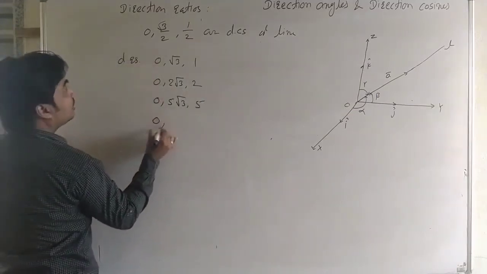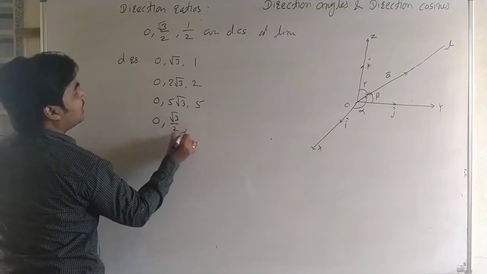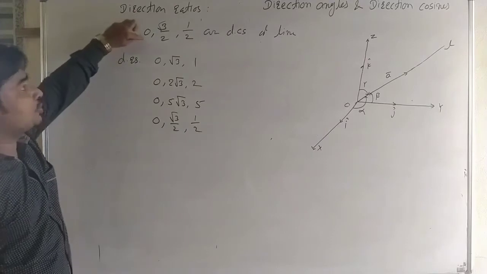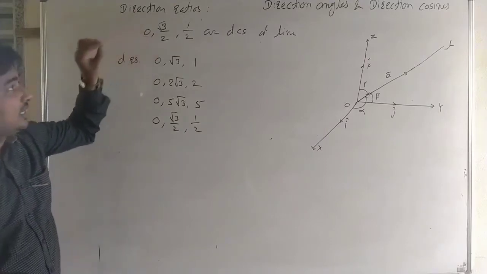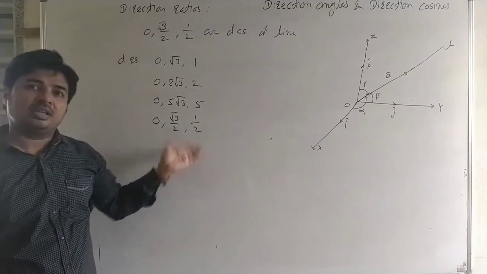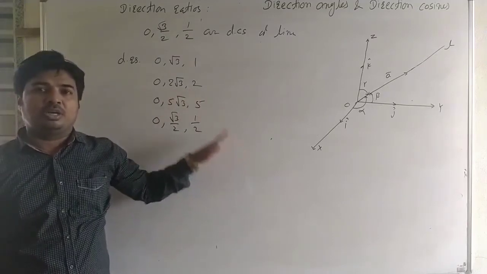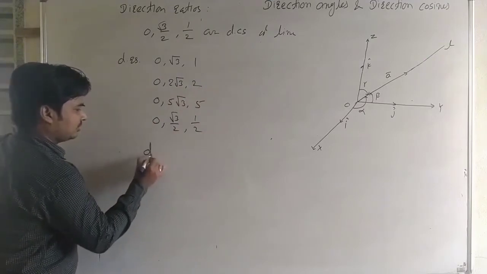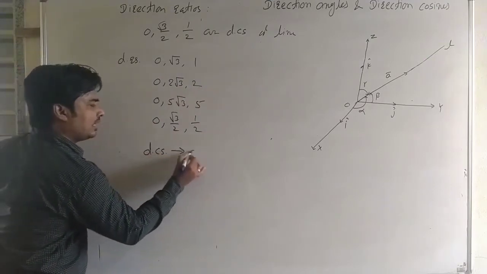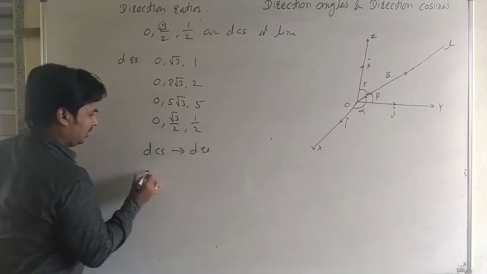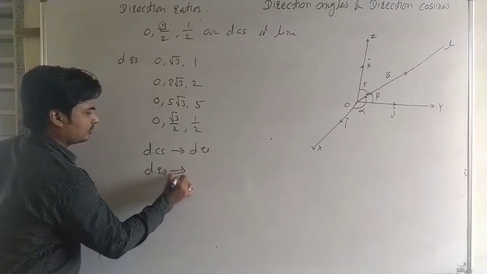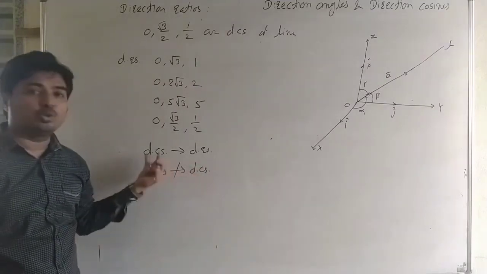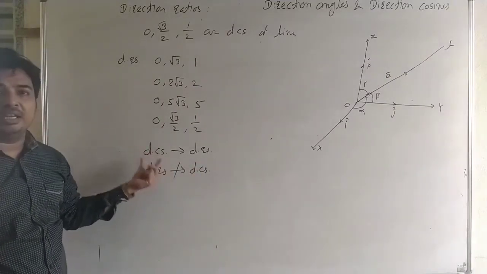Here 0, under root 3 by 2 and 1 by 2. These three numbers are also proportional to the direction cosines. That means direction cosines are direction ratios, but not every direction ratio is a direction cosine. Direction cosines become direction ratios, but direction ratios do not become direction cosines, because for direction cosines there is a condition: squaring and adding gives 1.